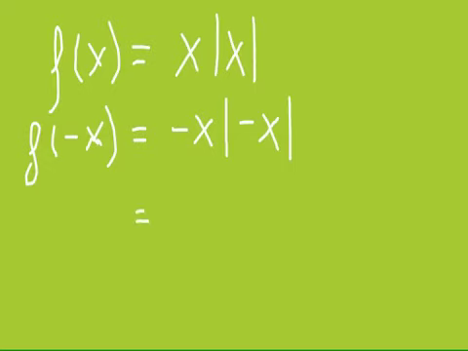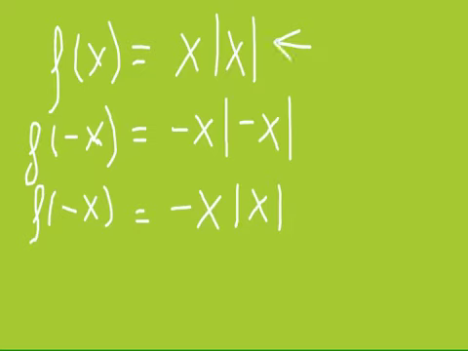And what happens there, remember, we still have negative x, but the absolute value of negative x is the same as the absolute value of x, because the absolute value makes everything positive. So we end up with negative x times the absolute value of x. That's what f of negative x gives me. And that happens to be the negative of this function. So therefore, this is negative f of x. It's the negative of the function. It's negative x times the absolute value of x.